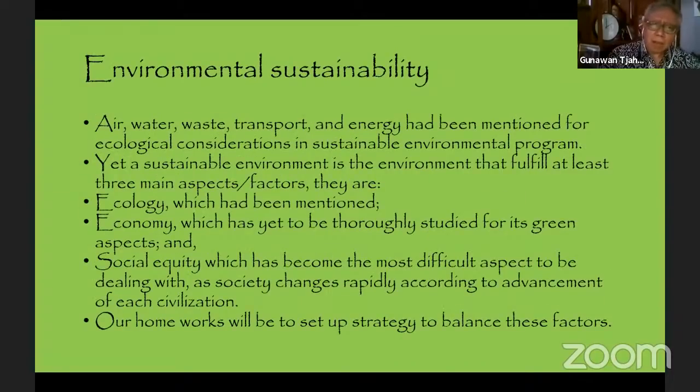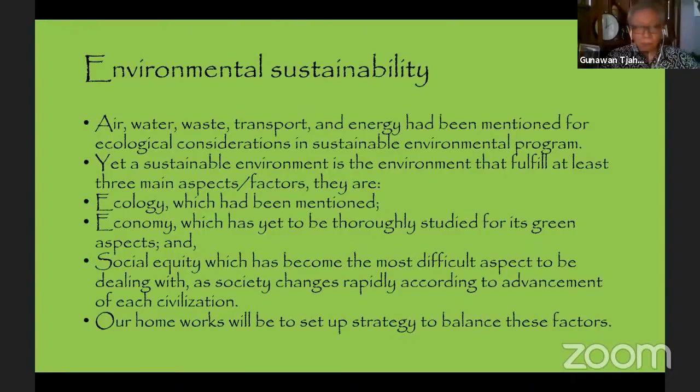Then air, water, waste, transport, and energy have been mentioned for ecological consideration in a sustainable environmental program. Yet a sustainable environment is the environment that fulfills at least three main aspects or factors.